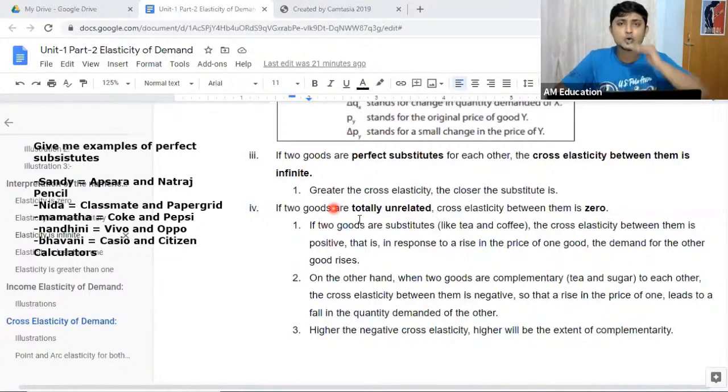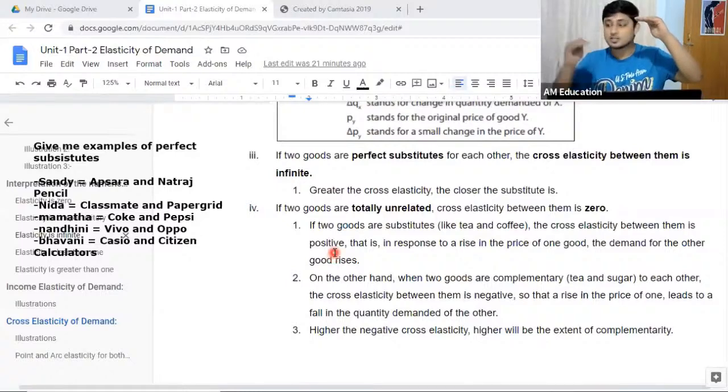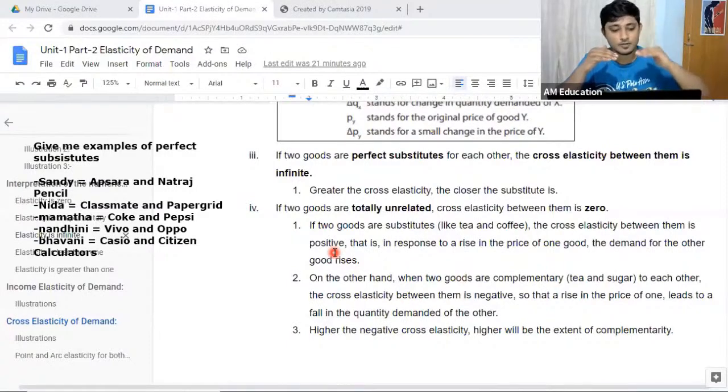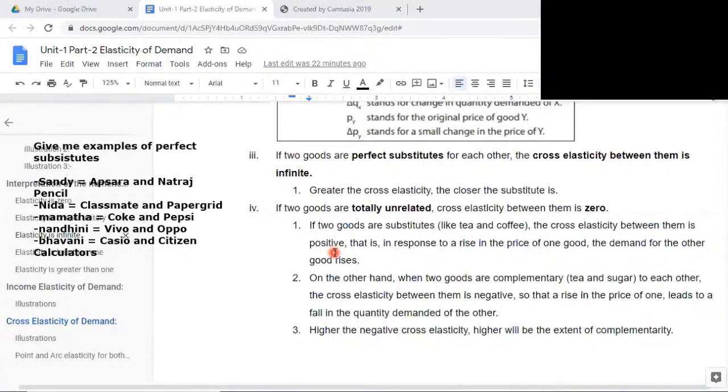If two goods are totally unrelated, cross elasticity between them is 0. If two goods are substitutes like tea and coffee, the cross elasticity between them is positive. Positive means if the price of coffee increases, what happens with the demand of tea? Increase. Decrease. Increase, sir. Increase.